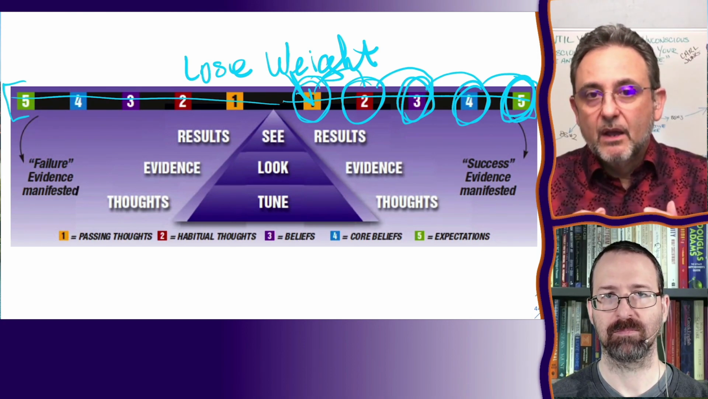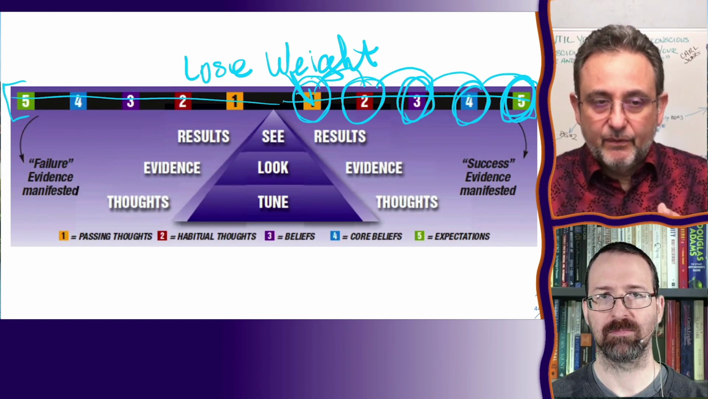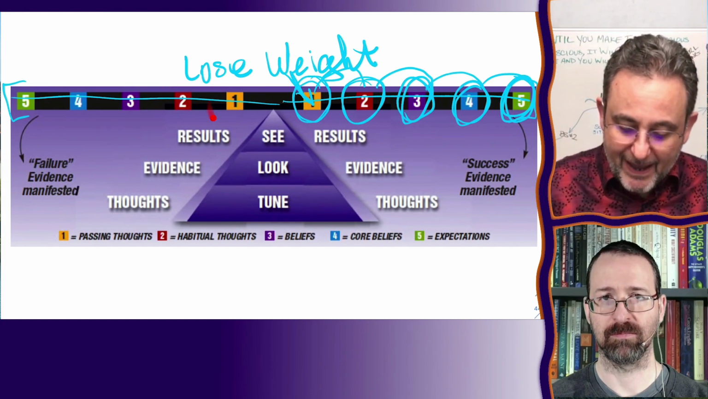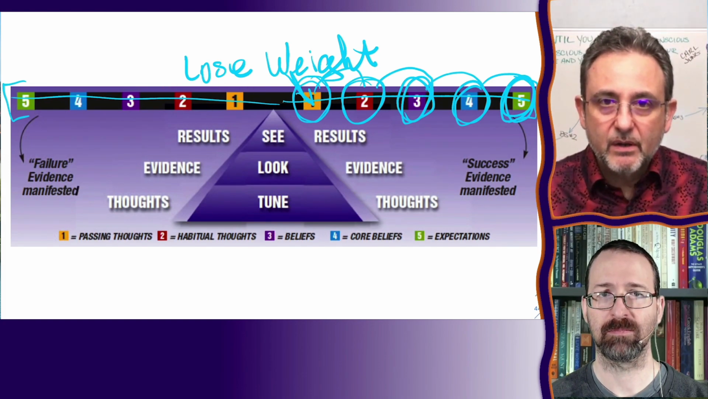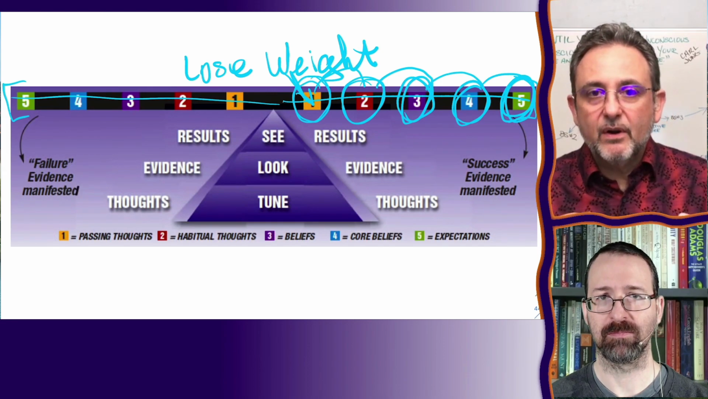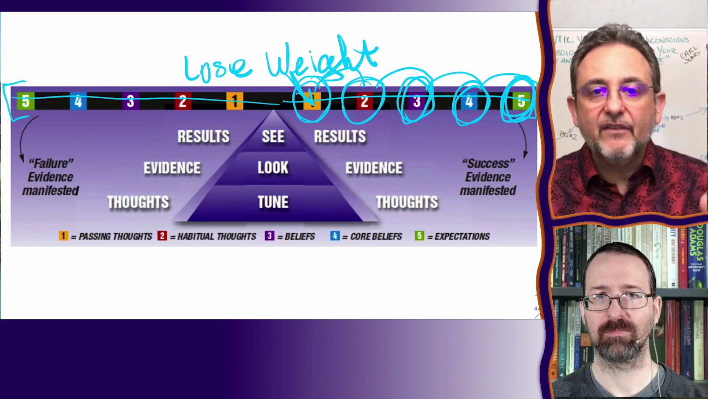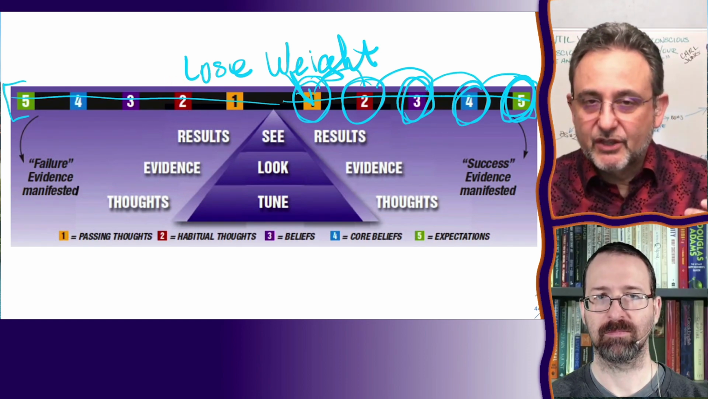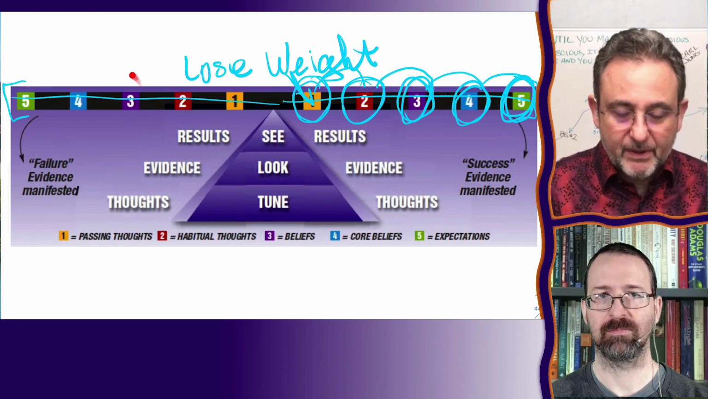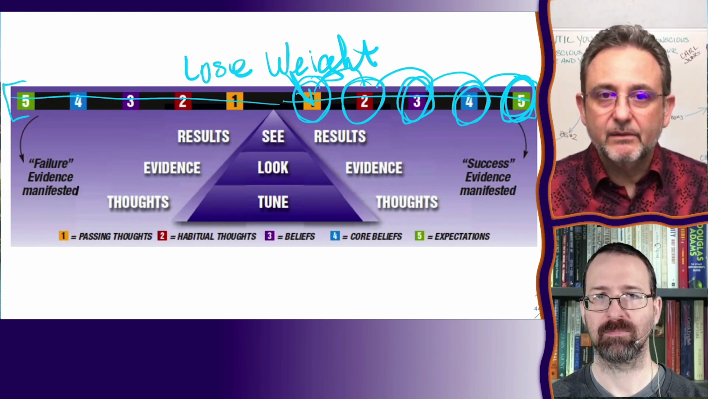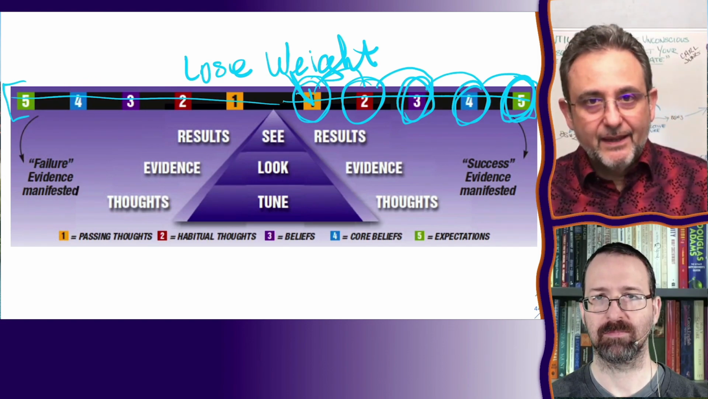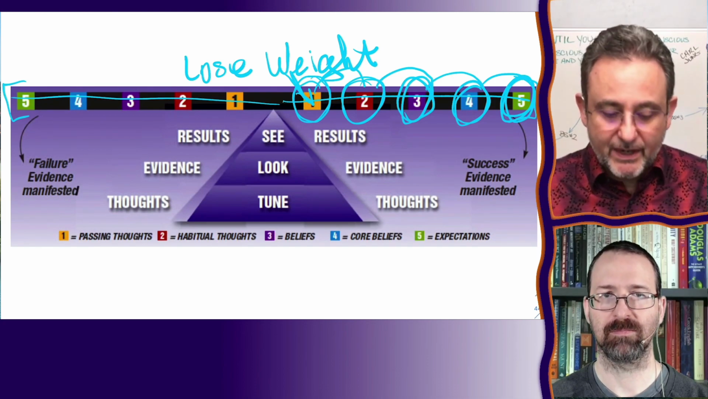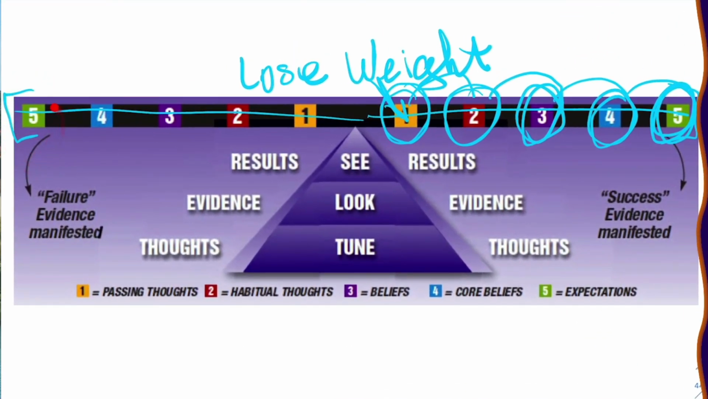In other words, if we're using the lose weight example and we're on this side of the seesaw, a passing thought is, well, what if it doesn't work? I've tried these things before. And then if I think that passing thought often enough, it becomes a habitual thought. Well, it's just one more thing that I've stacked up. Now this becomes a belief. Well, I guess I just can't lose weight. A core belief is like, I'm big boned. This is just my lot in life. It's what it is. And then this over here.